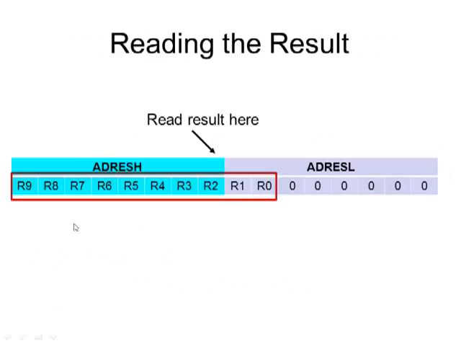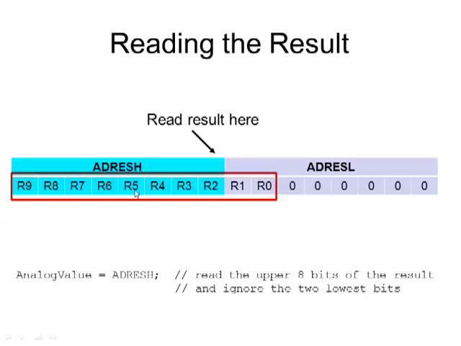And then reading the result, we read the result from the A to D res high and then 2 bits from the A to D res low registers. And if we're only interested in an 8-bit analog to digital converter, all we have to do is take our AD res high register and assign it to a variable that we'll call analog value or actual temperature or whatever.